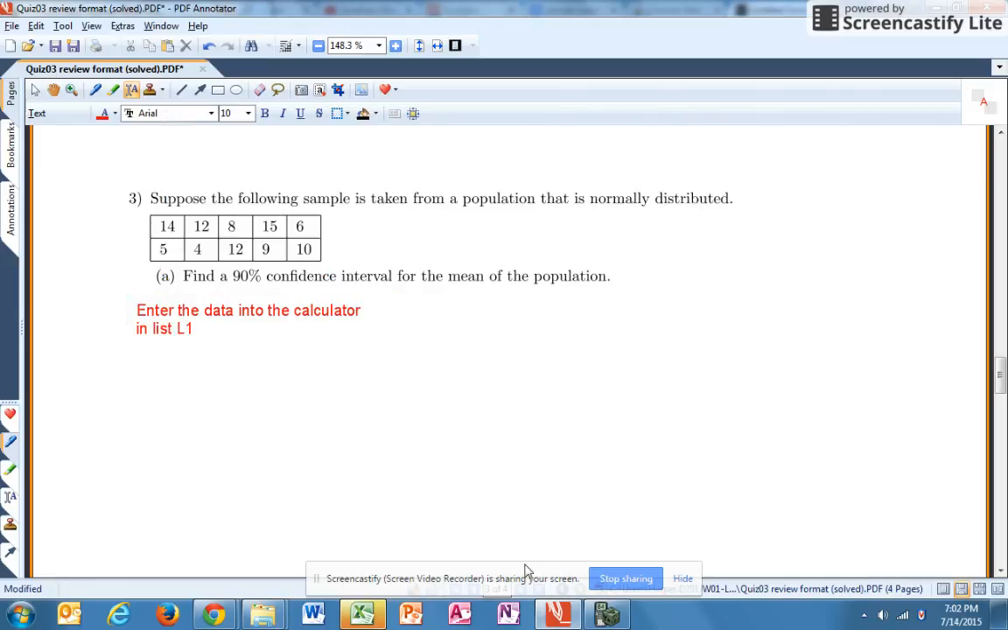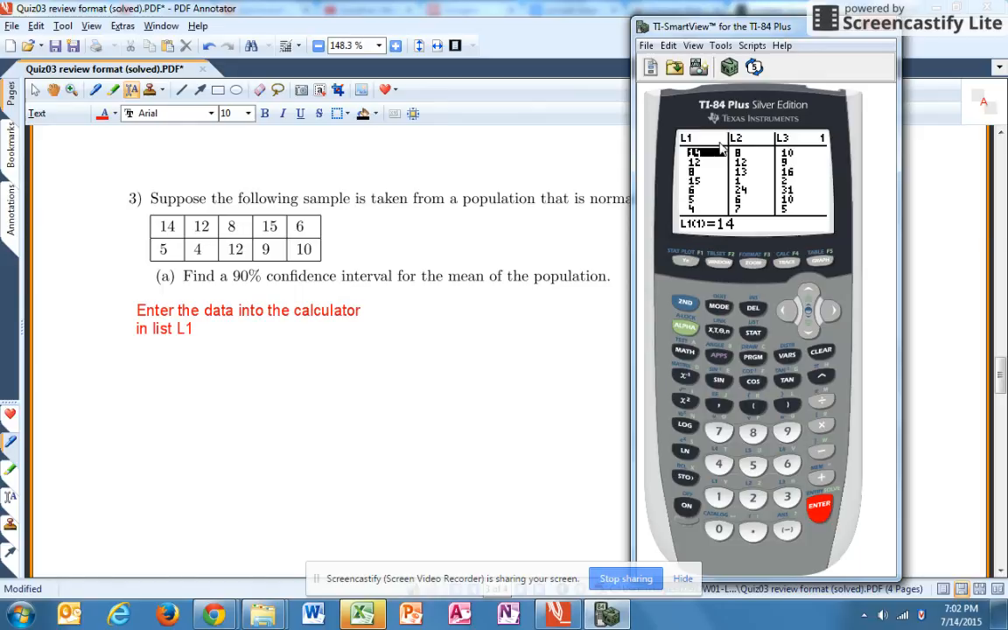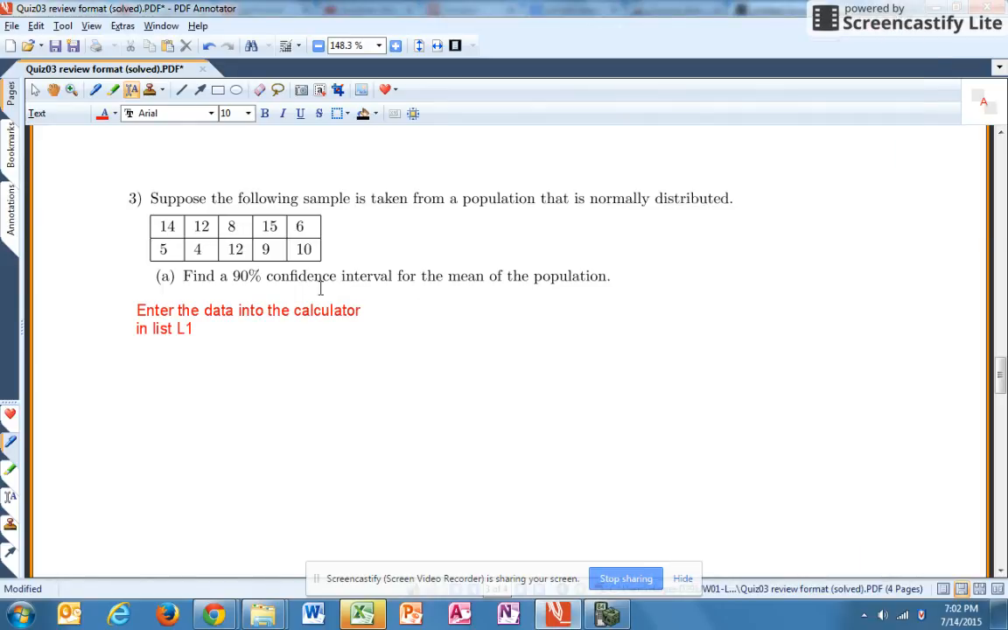Okay, so we're going to enter that into list L1. So I'm going to go to Stat, Edit, and there's L1, and you can see I've actually already entered that data. Okay. So now if I want to create a confidence interval for the mean, what I'm going to do is use stat tests and do a t-test.